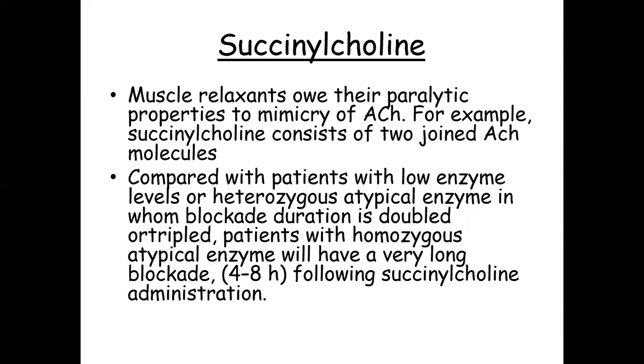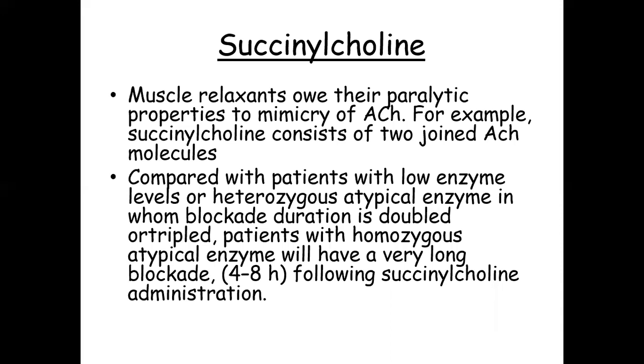Succinylcholine is a very important depolarizing muscle relaxant, because it contains two joined molecules of acetylcholine. So its effects and paralytic properties are very similar to acetylcholine. Because it is metabolized by pseudocholinesterase, certain patients have either low levels of pseudocholinesterase, or a genetic atypical enzyme is present. In certain patients it is a heterozygous atypical enzyme, and in some patients it is a homozygous atypical enzyme.